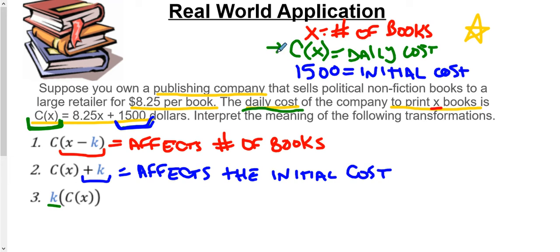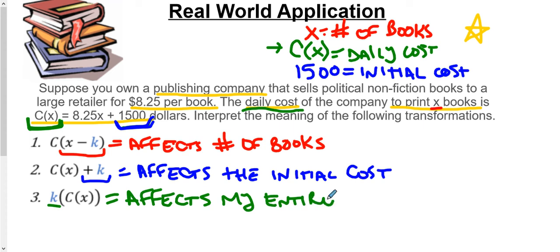So if I take the daily cost to run my company and multiply it by a number bigger than 1, it is going to get much larger. If I take the daily cost of running my company and multiply it by a fraction, maybe I got something on sale, I don't know, but if I multiply it by a fraction, something smaller than 1, it's going to get smaller. So this is affecting my entire daily cost, the whole thing.